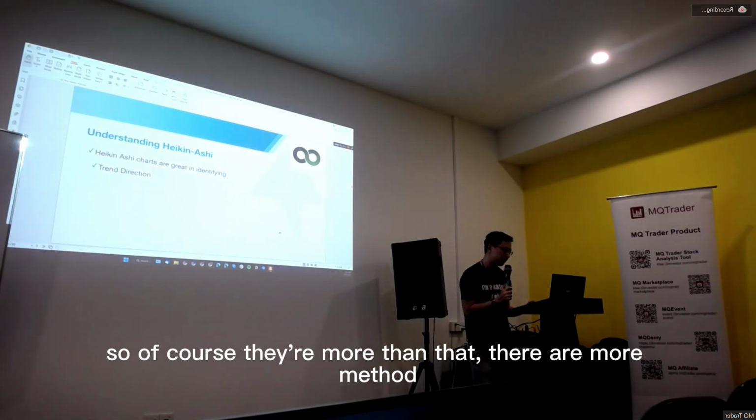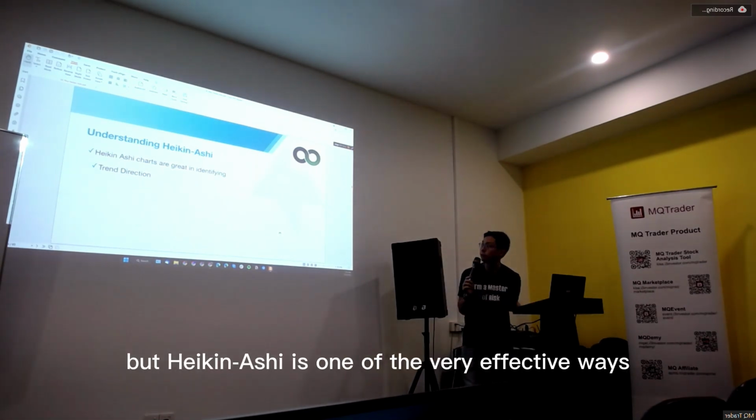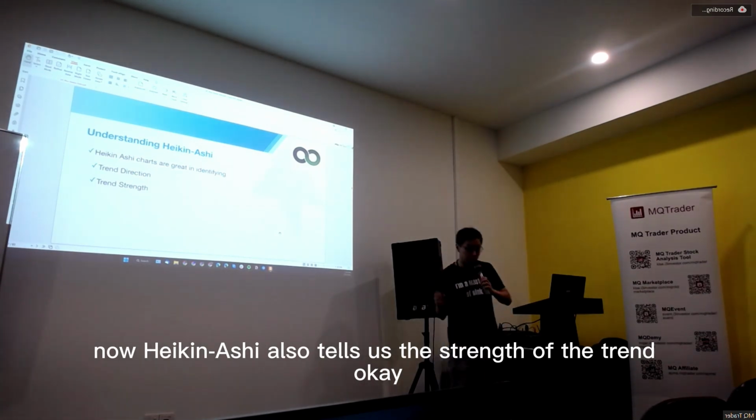Okay, so of course there are more than that. There are more methods to use to identify trend, but Heikin-Ashi is one of the very effective ways. Now Heikin-Ashi can also tell us the strength of the trend.